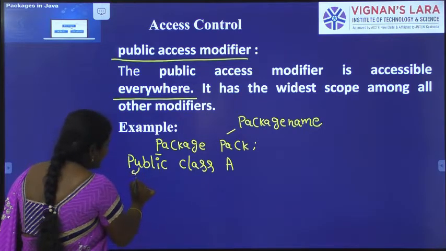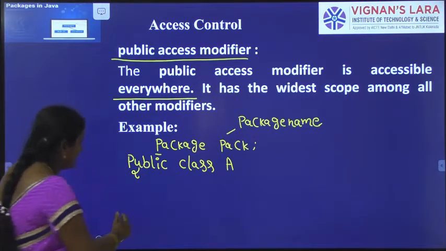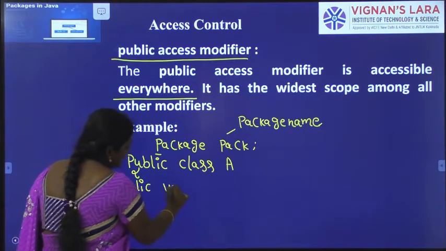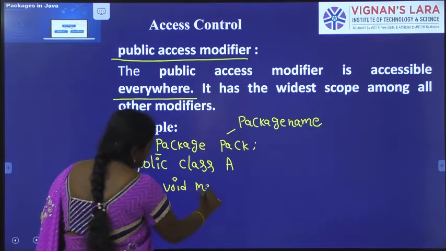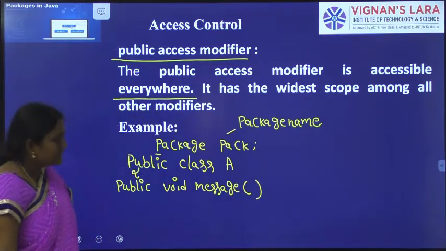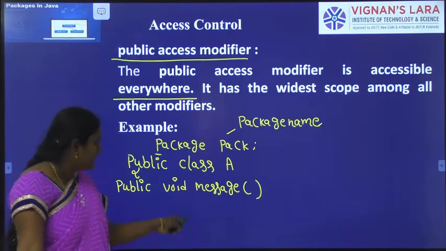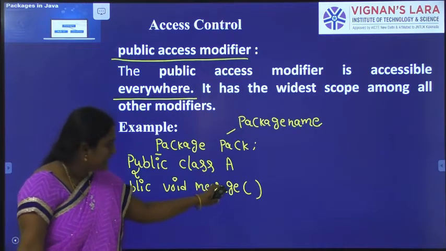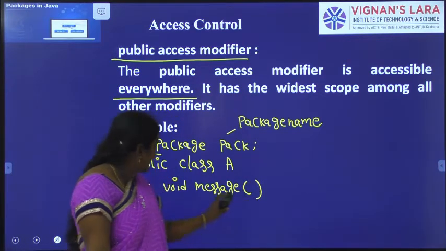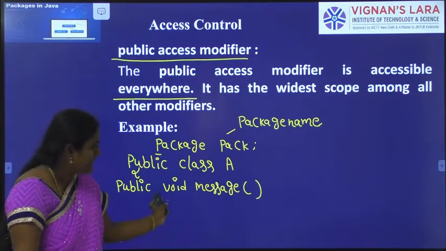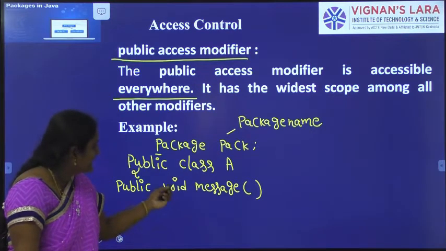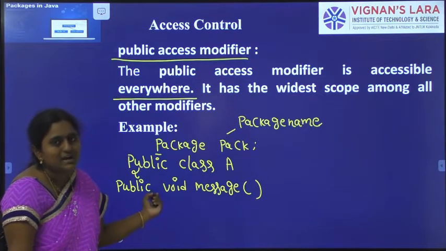In this class, I am defining one method: public void message. What is the syntax for defining a method? Return type, method name, then parentheses. We may or may not pass parameters. This method is public. What is the scope of the message method? Public. Any method can be defined with the public access specifier, so we can simply call it as a public method.